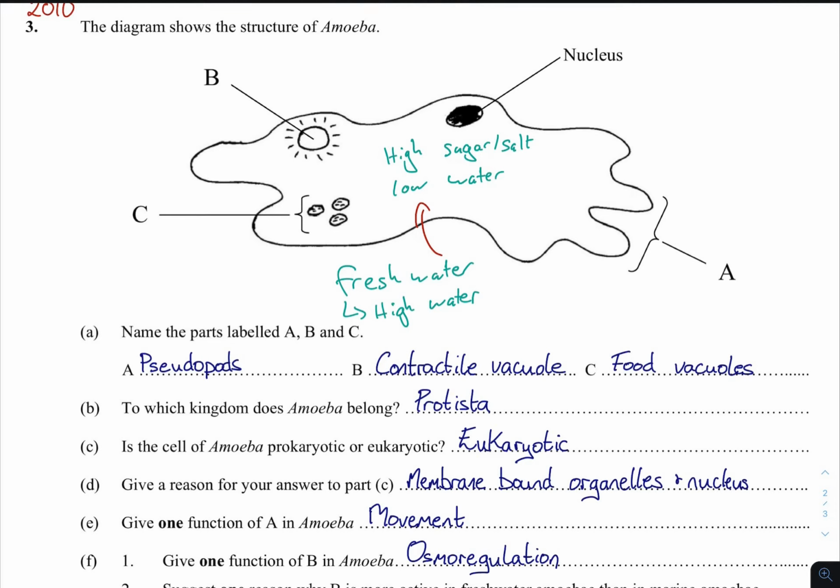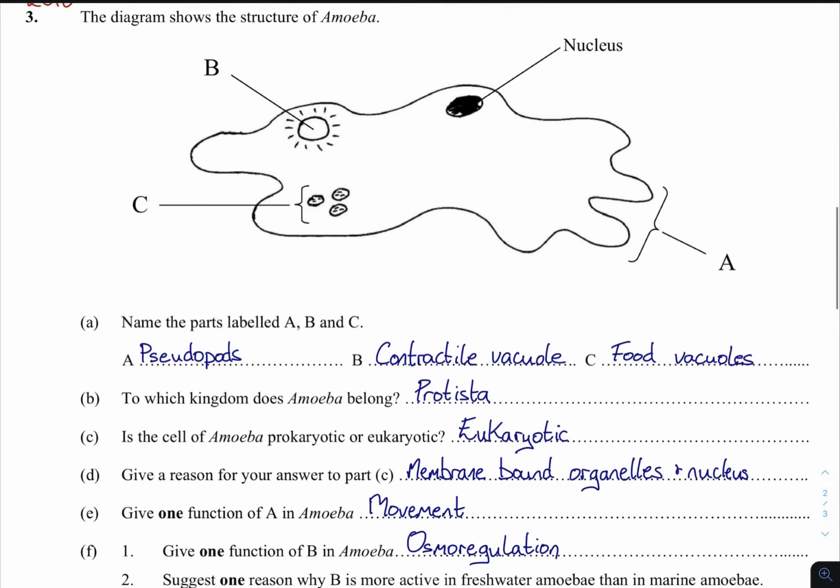Okay, you don't actually need to know how that happens. So it's more active in fresh water than it is in seawater, due to osmosis occurring more regularly. And again, because it's unicellular, it needs to look after the single cell as much as it can.